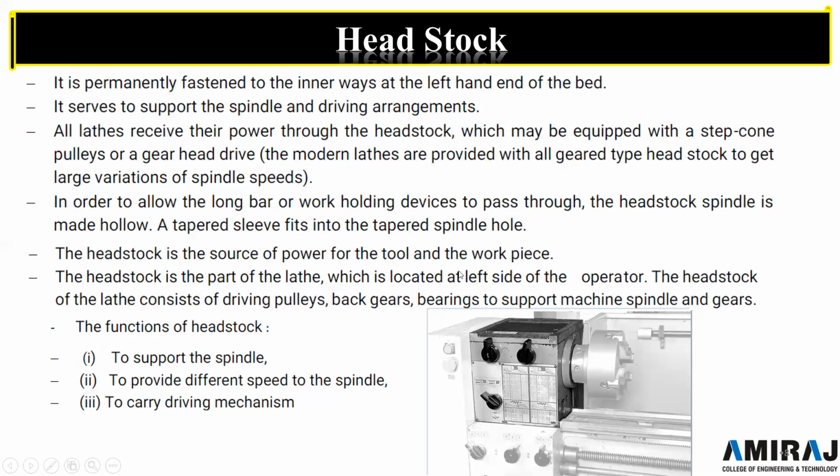The headstock is the source of power for tool and workpiece. Both for tool and workpiece, the headstock is the source of power. And the headstock is the part of the lathe which is located at the left side of the operator. The headstock of a lathe consists of driving pulleys, back gears, and bearings to support the machine spindle and gears. So there is a bearing over here that is used to support the machine spindle and gears, then the driving pulley and back gears.